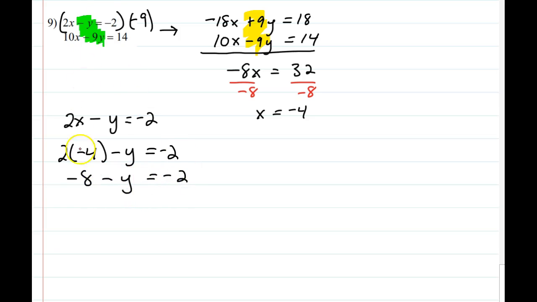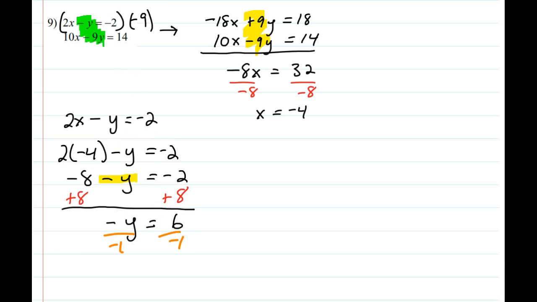So when you move the 8 to the other side, the most important thing to remember here is that this y, you want to treat it as negative y. So we got to write negative y equals 6. Now divide both sides by negative 1. And we get y equals negative 6. So my answer is negative 4, negative 6.